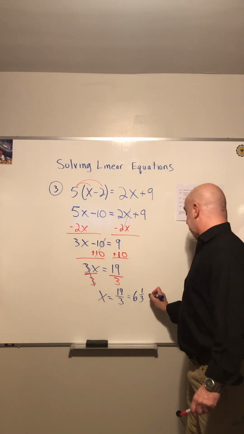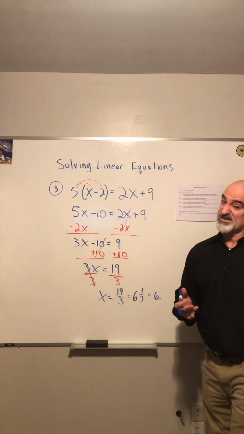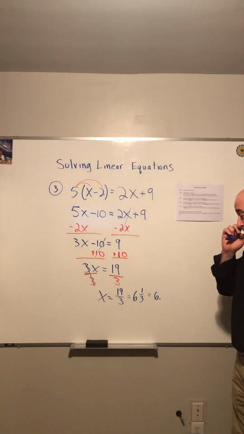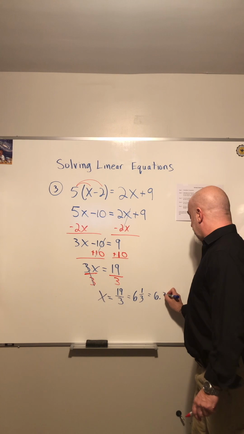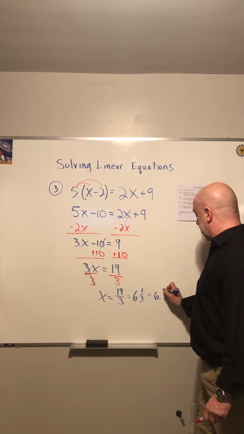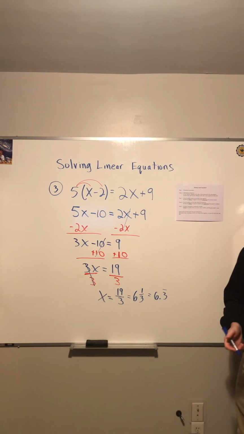Or for the decimal fans out there, I know a lot of you guys like decimals way more than fractions, I know. If you punch this in your calculator, you'll see 6.3 forever, right? So we can show that we put a little bar over the 3, just means the 3 repeats forever.